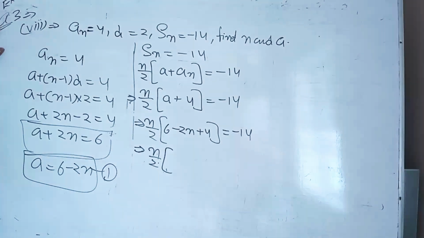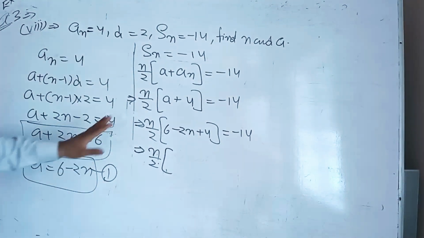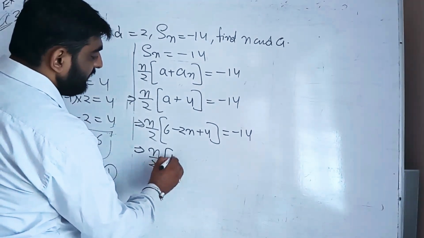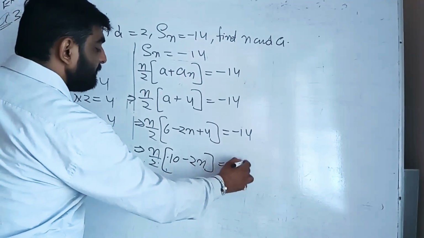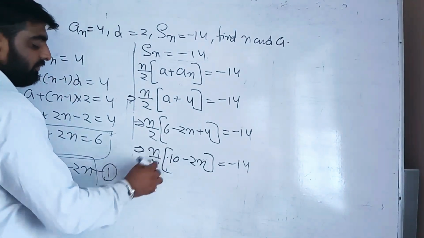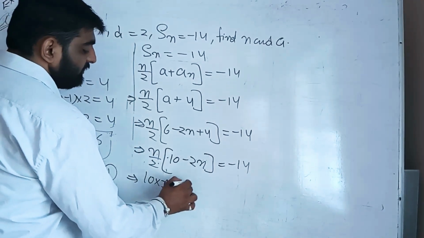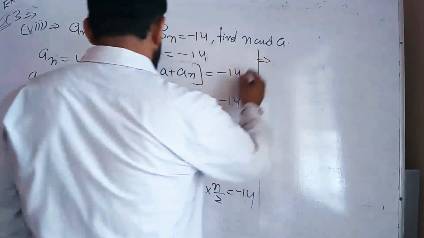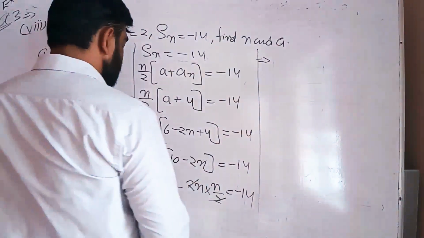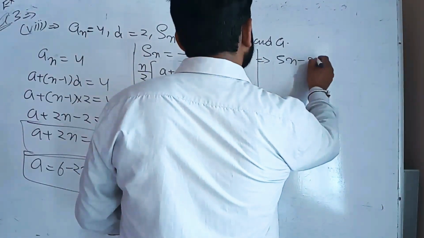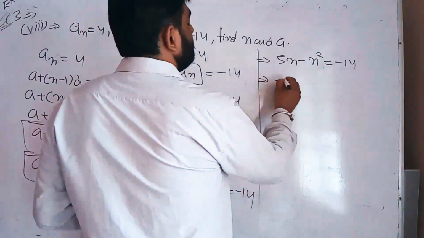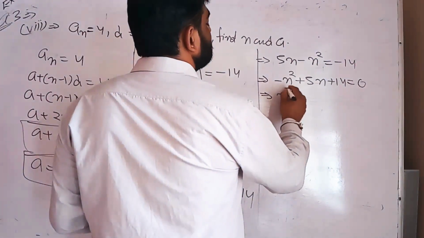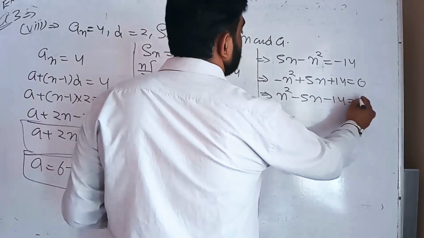So you have to put the value of n over there, because a is the easiest one to find once n is known. That is, we multiply by n: minus 2n into n upon 2 equals minus 40. So now 5n minus n square equals minus 14. That is minus n square plus 5n plus 14 equals 0, or we can write n square minus 5n minus 14 equals 0.